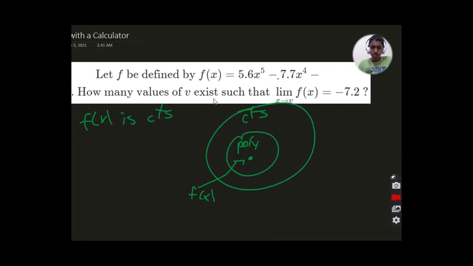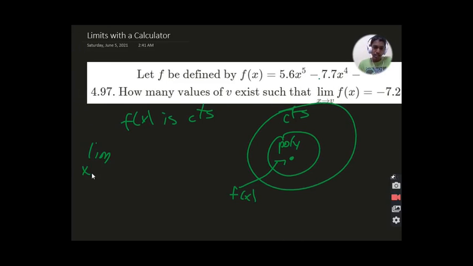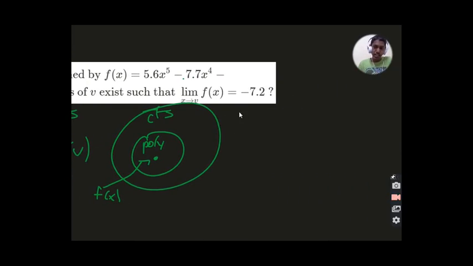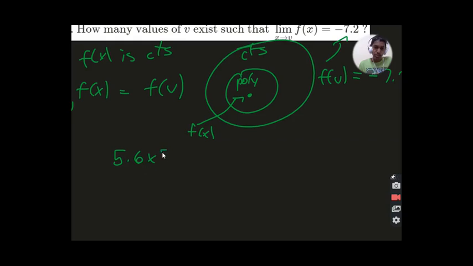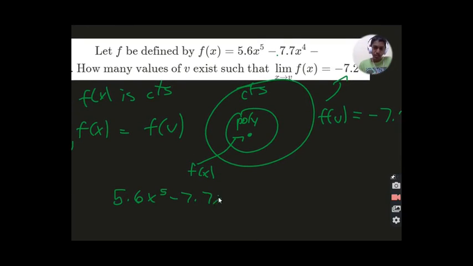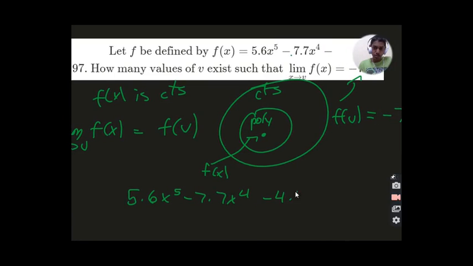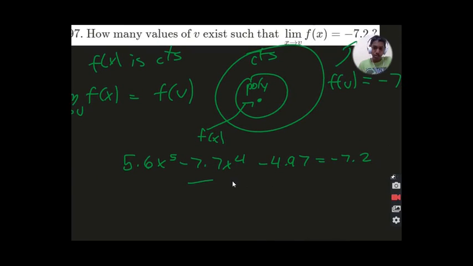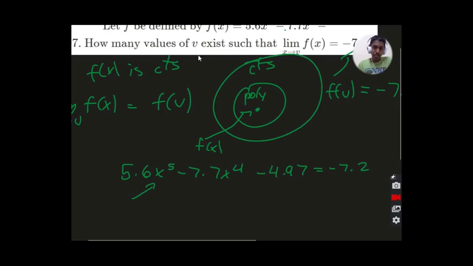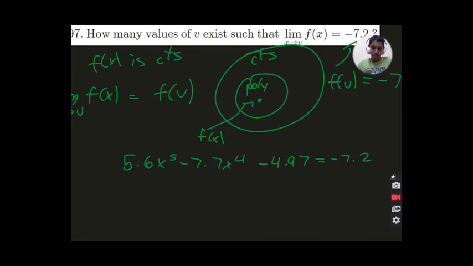Okay, so that means that for all v, the limit as x approaches v of f of x is going to be f of v. So we can really just find out how many times f of v is minus 7.2. Basically we have to solve this equation: 5.6x to this, minus 7.7x to this, and then minus 4.97 equals minus 7.2. We have to solve this, and then the values of x that we get are the values of v that we're going to want.